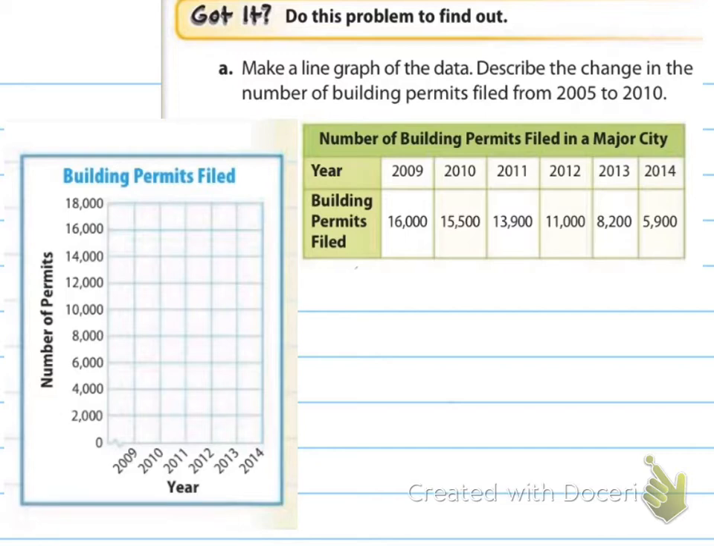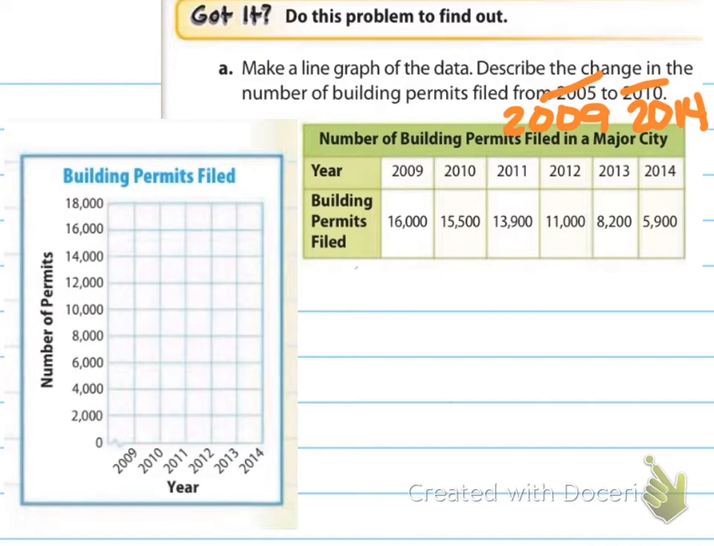So example A says make a line graph of the data. It says describe the change in the number of building permits filed. And let's change these numbers because the book messed up. It should be from 2009 to 2014. When we're graphing this, which is something you need to do first, you need to graph it, and then you're going to be able to look at that graph and describe what's happening.